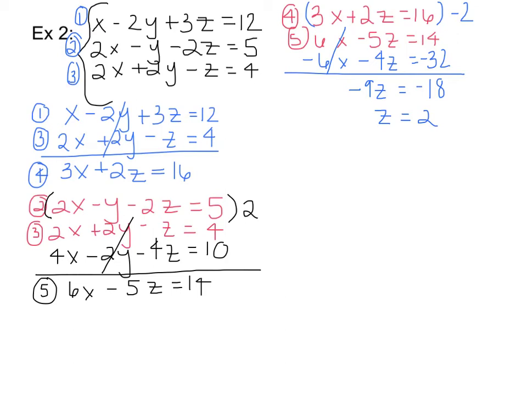So if you notice, equation 1, 2, and 3 still has 3 variables, so just knowing what z is isn't going to give me another one. So you have to choose to plug in your z either into equation 4 or into equation 5. It doesn't matter which one you choose. So I'm going to plug it into equation 4, so that gives me 3x plus 2 times 2 equals 16.